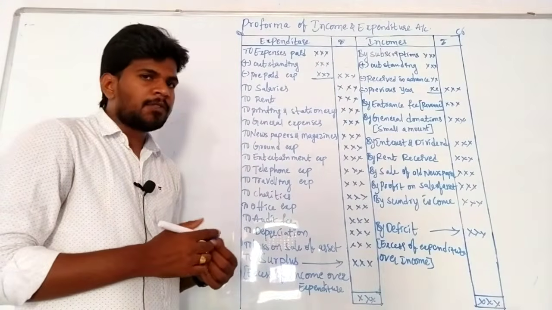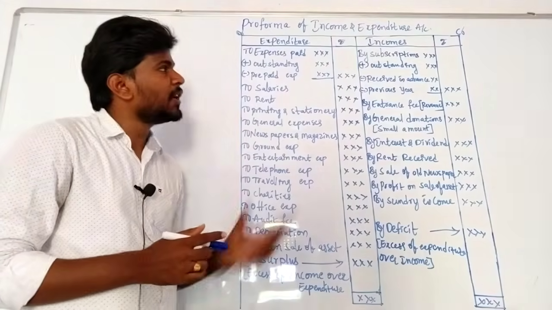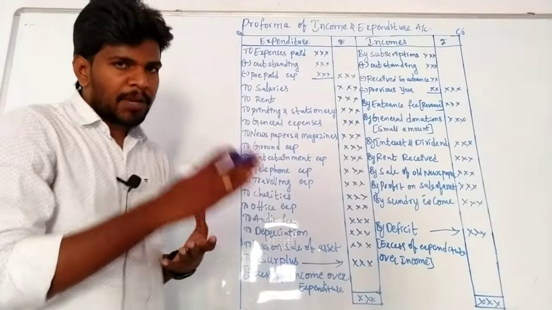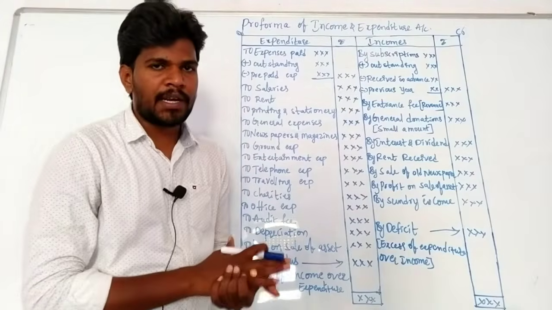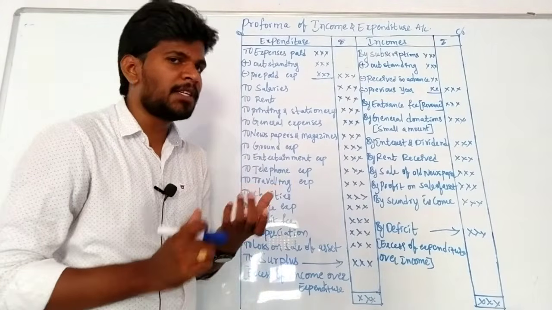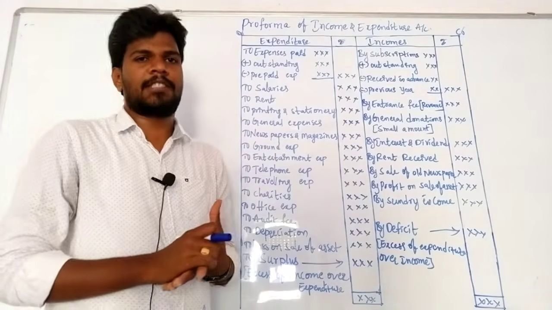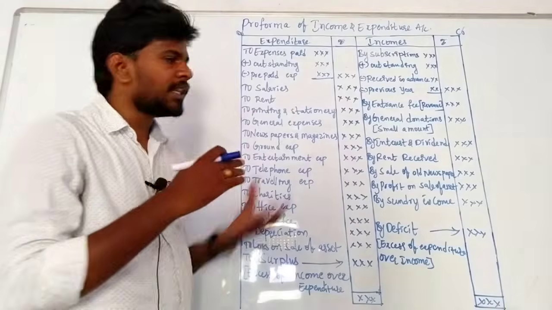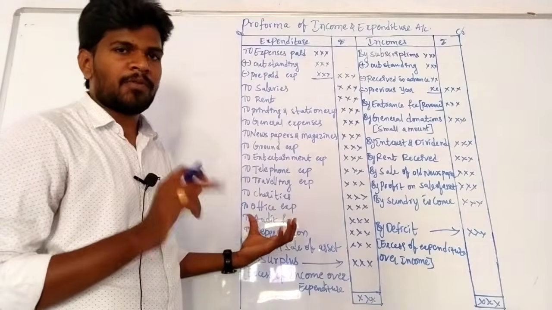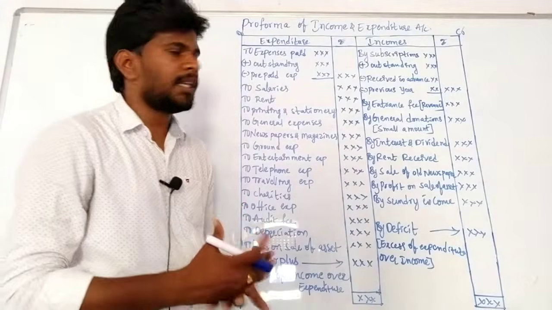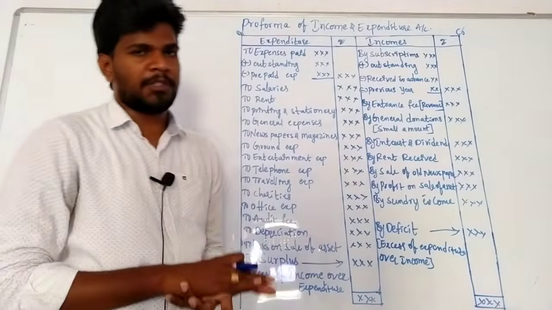So, with the help of receipts and payments account, we have to prepare income and expenditure account. From the payment side, we have to identify which is revenue expenditure and which is capital expenditure. Capital expenditure is nothing but assets. We have to take only the expenditure from the payment side. From the receipt side, we have to take these kind of incomes.